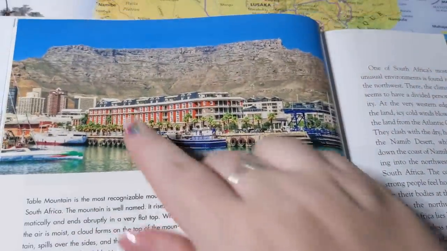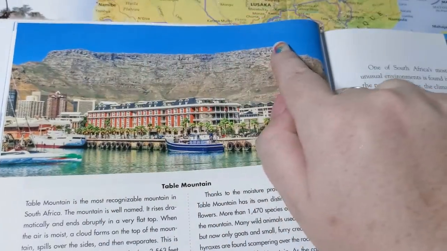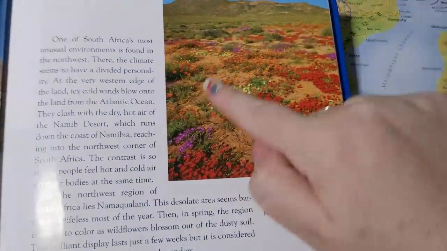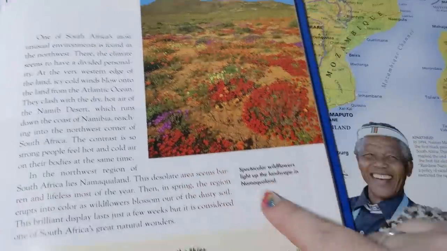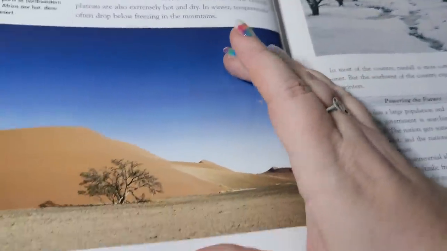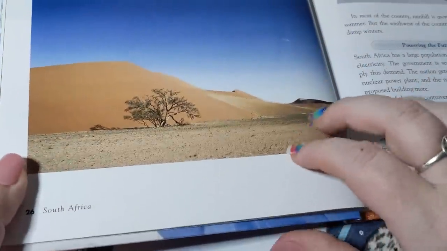There's Table Mountain. Look at that perfectly straight line. It's a very iconic mountain. And here's some of the beautiful flowery landscape up in Namakaland. Absolutely gorgeous. Some deserty areas. I think they're like the Kalahari area.